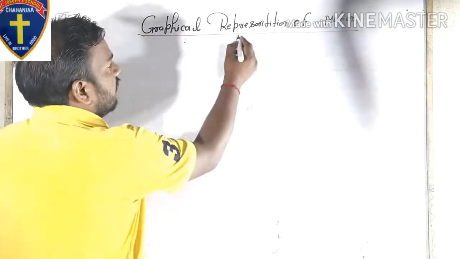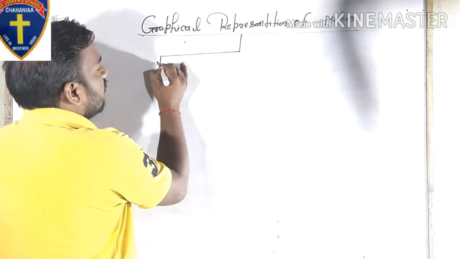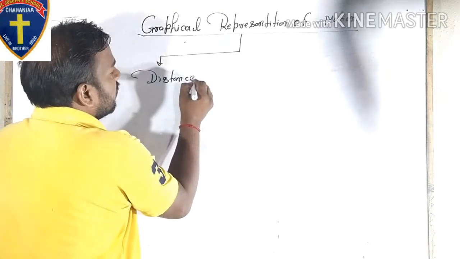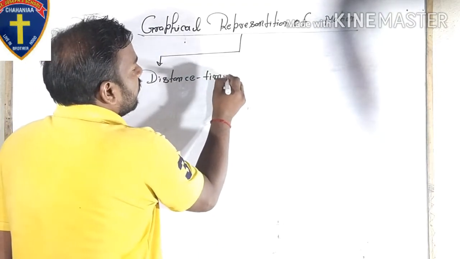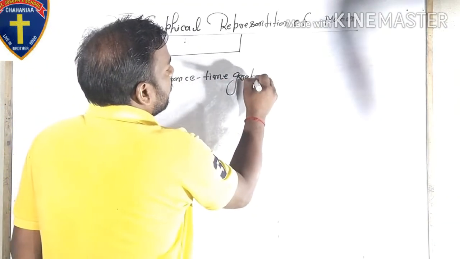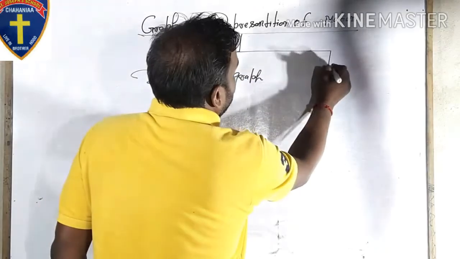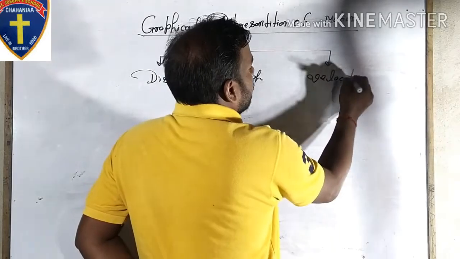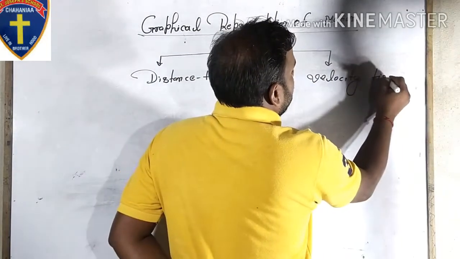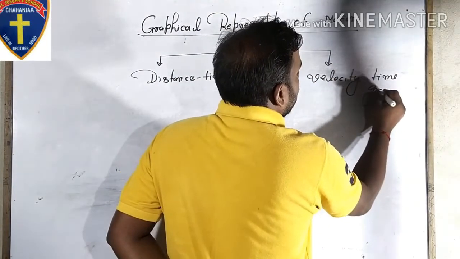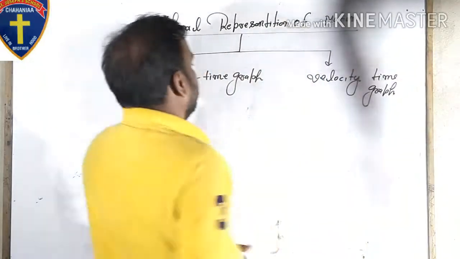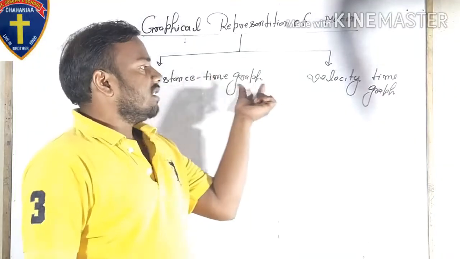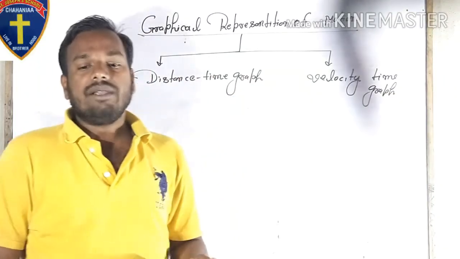First is the distance-time graph. Second is the velocity-time graph. How many types are there? Two types: the distance-time graph and the velocity-time graph.